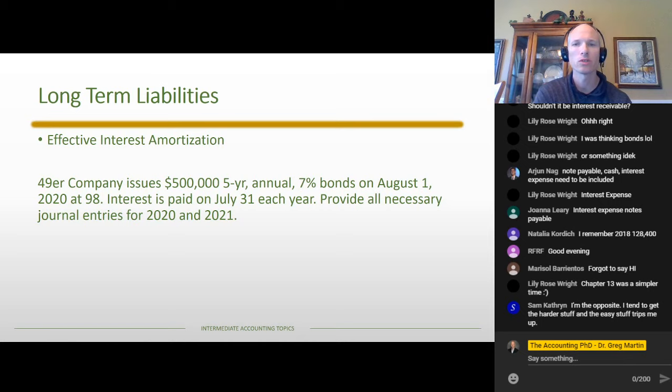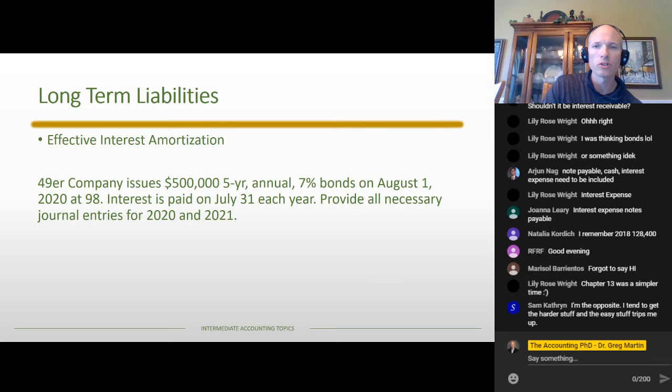49er Company issues $500,000 of 5-year annual 7% bonds. The issuance takes place on August 1st, 2020. It's issued at 98, which means it's a discount. Interest is paid on July 31st each year. So provide journal entries for 2020 and 2021.